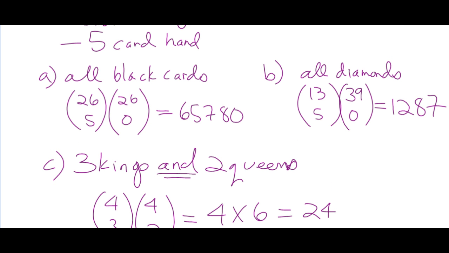So what's all diamonds called? So if you have all of the same suit, what's that called? Okay, it's called a flush. Is this the number of diamond flushes there are? No, because some of those are straight flushes. So a straight flush is all the same suit, and the cards are in numerical order. So like 4, 5, 6, 7, 8. That would be a straight flush.